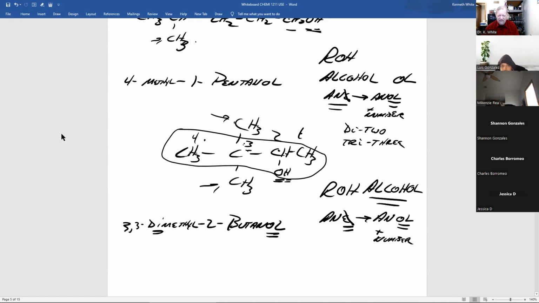How do we do that? Find the longest chain with the carbon with the hydroxyl group, name it as an alkane, butane, drop the E, replace it with OL, and then a number. Butanol, carbon 2, and carbon 3. There are 2 methyls, dimethyl, so it'd be 3,3-dimethyl-2-butanol.